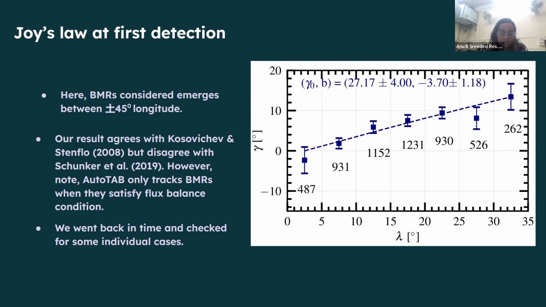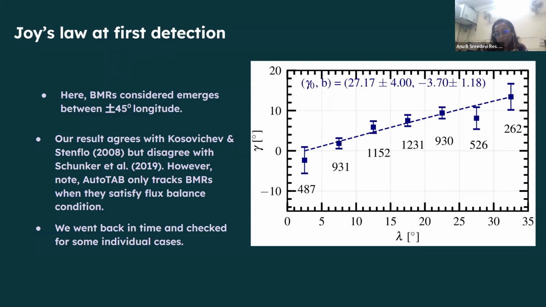But here one has to remember that I have only considered the BMRs that are emerging between plus minus 45-degree longitude, and the latitude and tilt that I have taken is at the first detection. AutoTAB tracks a BMR for, say, 15 detections, and I have taken only the first entry of it. So the Joy's law slope plot I made is from the first entry of all the BMRs that emerge between plus minus 45-degree longitude. And I see the Joy's law slope trend.